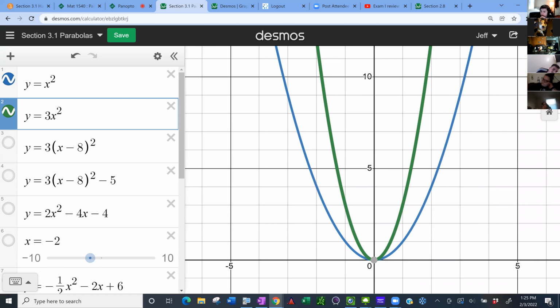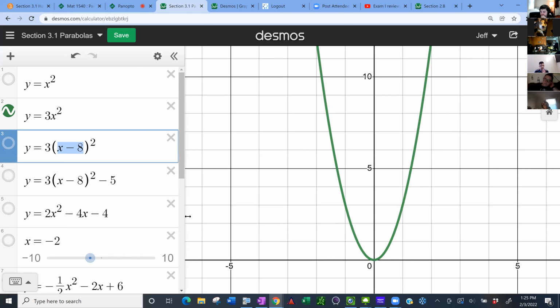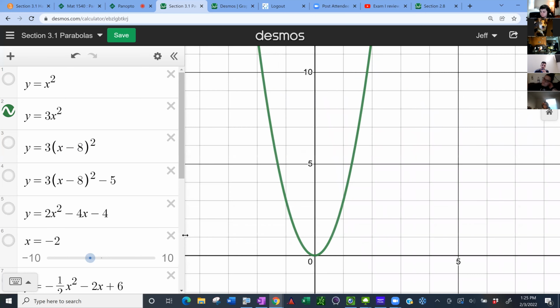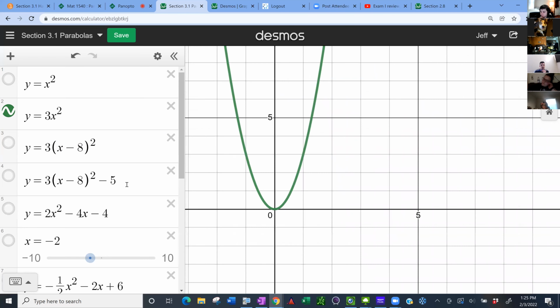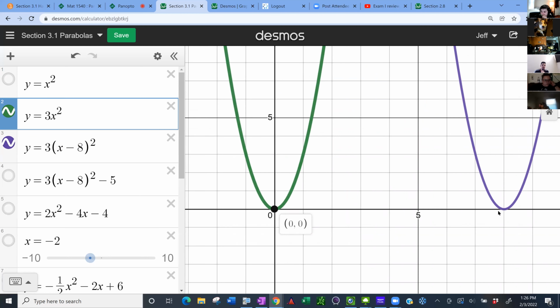Let's shut that off. How about this graph? When I turn on y equals 3 times x minus 8 squared, what's that minus 8 going to do to our graph? Move it to the right by 8. Excellent. It's going to move it to the right by 8. So let's see that. Perfect. So the vertex that was at 0, 0 is now at 8 and 0.